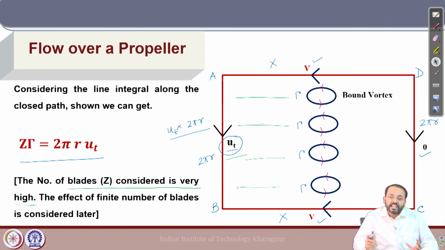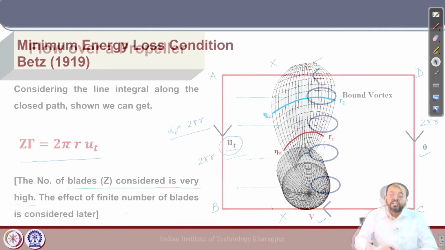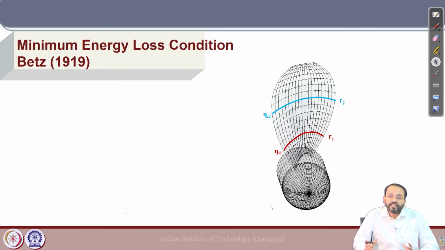So, that consideration of finite number of blades, the effect of that will be considered, and we will see the corrections in the next class. Now, one important aspect for a propeller is the minimum energy loss condition proposed by Betz.